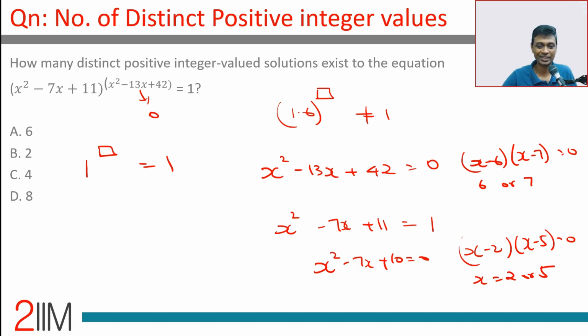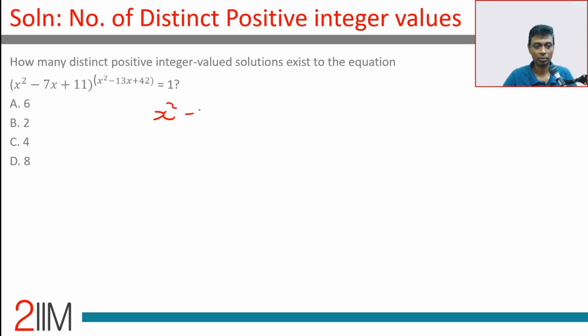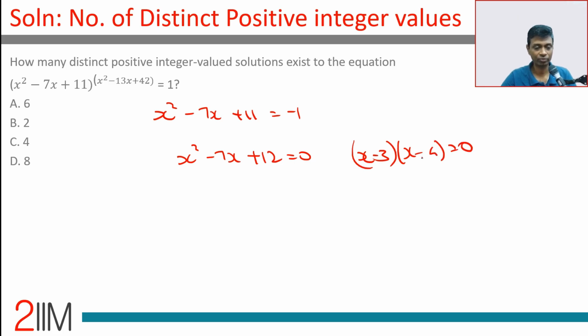Hang on. There's one thing we have missed completely. We can even get 1 as (−1) to the power of an even number. We'll have to verify that. How do you verify that? x² − 7x + 11 equals −1. x² − 7x + 12 equal to 0. (x − 3)(x − 4) is 0. x could be 3 or 4.